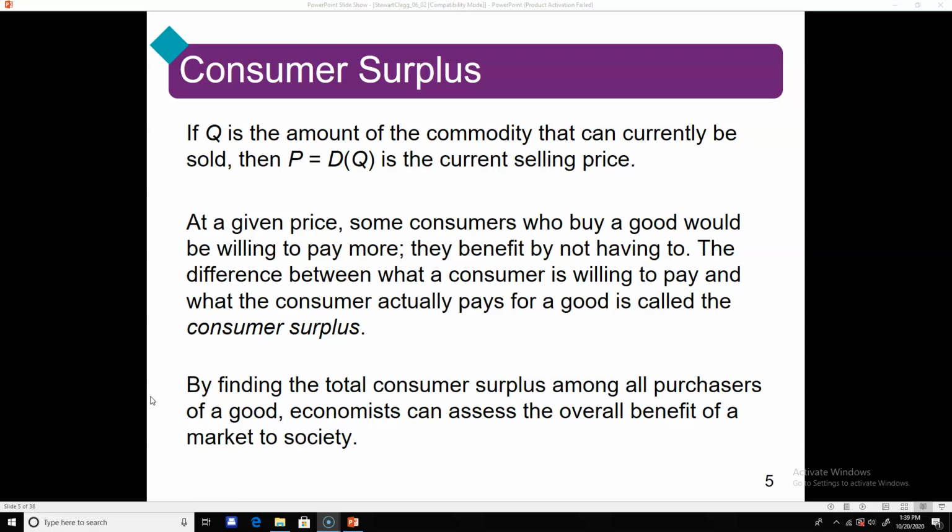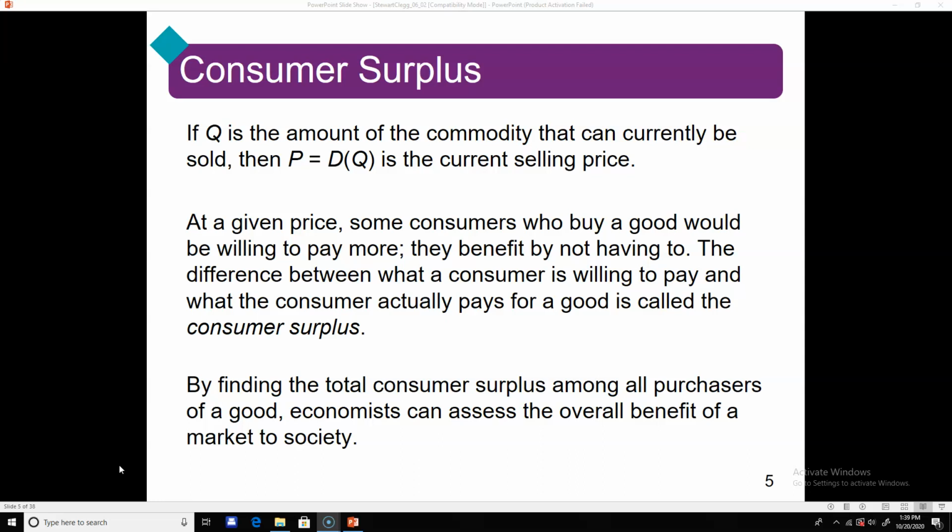If you look at such a particular price point, you have some consumers who would be willing to pay more, and they benefit by not having to, right? They're essentially saving money. The difference between what the consumers are willing to pay and what they actually pay is good for the consumer, and that's known as the consumer surplus. This can be found by essentially integrating. If you can picture a horizontal line intersecting this curve, the area between the curve and the horizontal line below it is going to form the consumer surplus.